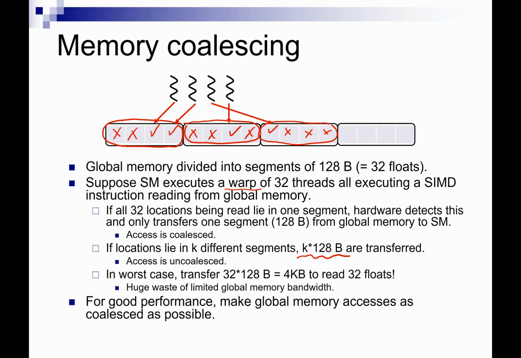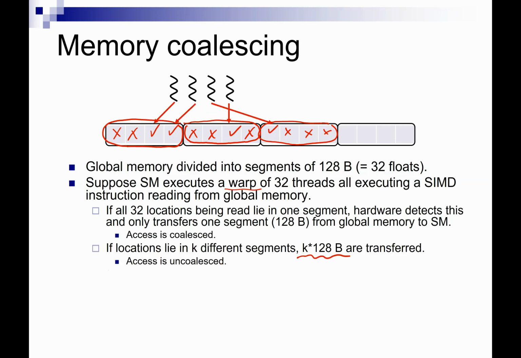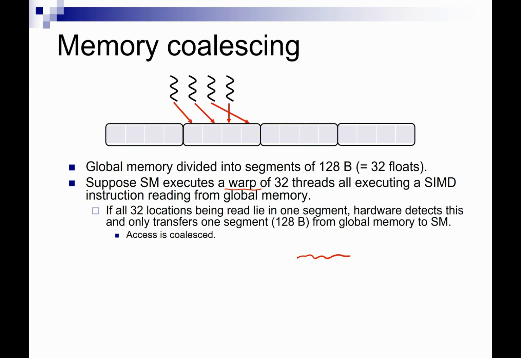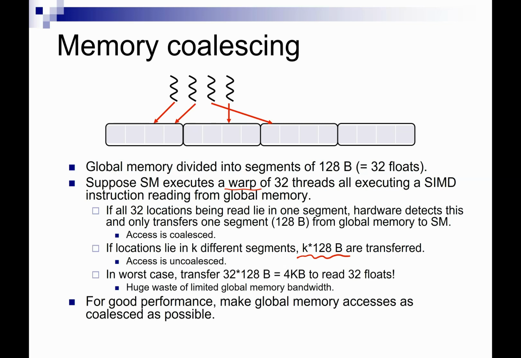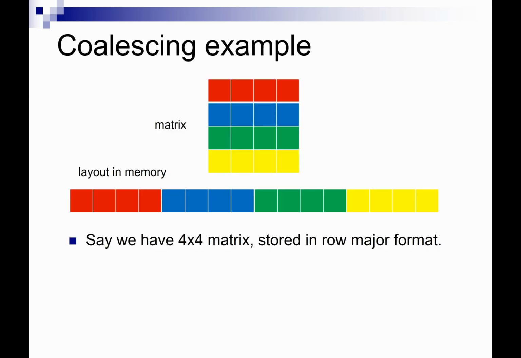Okay. So the idea is that we definitely do not want these uncoalesced memory accesses. We don't want this situation where you read multiple segments. We want this situation where you only read from one segment. So we want to make global memory accesses as coalesced as possible. Okay, so let's do a concrete example of this.